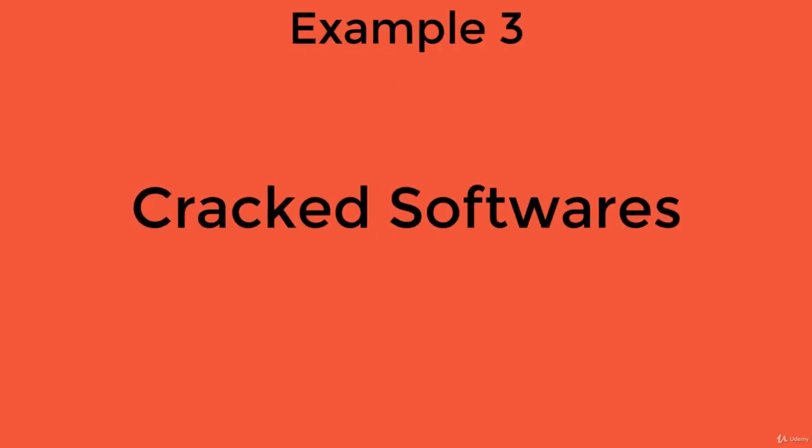The second example is cracked software. It is never advised to use cracked software, and the replicator might be the crack that you use, and it can spread depending on the modifications that the cracked software makes to your system.